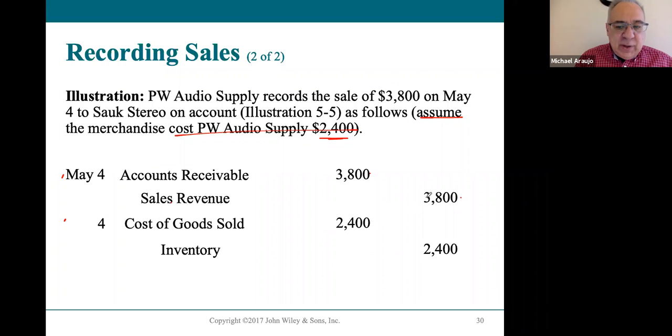The difference between these two numbers, you remember from last time, is the gross profit. Okay. So the difference between sales and cost of goods sold is the gross profit. Right? You can tell that just by looking at these numbers.